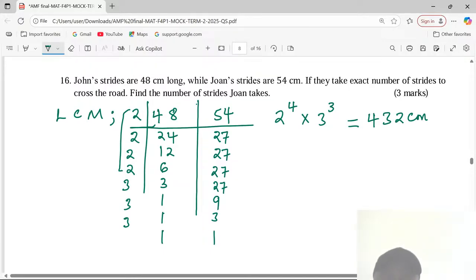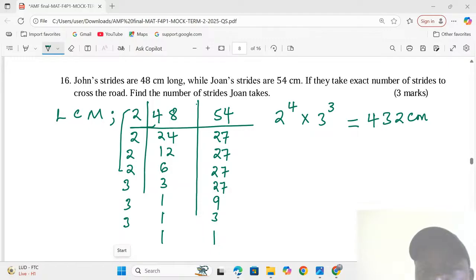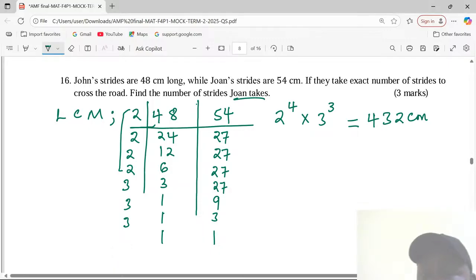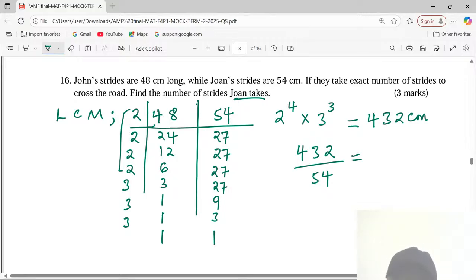If that's the width of the road they are crossing, then to get the exact number of strides made by Johan, we take 432 divided by 1 stride, which is 54 centimeters. So how many strides is she going to make? We divide by 54: 432 over 54. We are going to get 8 strides. So that's all in section 1.